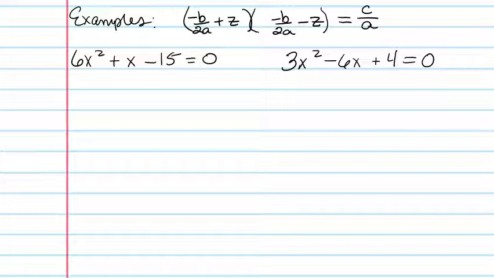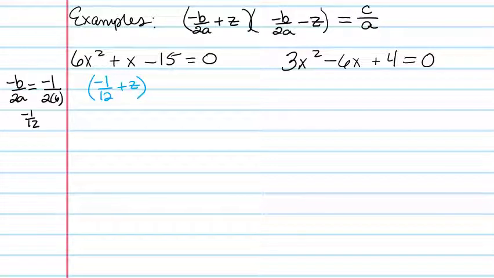So first thing I'm going to do is negative b over 2a. So there's going to be a negative 1 over 2 times 6. So this is going to give me a negative 1 over 12. So definitely going to have to deal with fractions on this one, but that's okay. So this first problem is going to be negative 1/12 plus z and negative 1/12 minus z, and that's got to equal negative 15 over 6. Now you can reduce the negative 15 over 6 if you want to. It won't make that much of a difference.